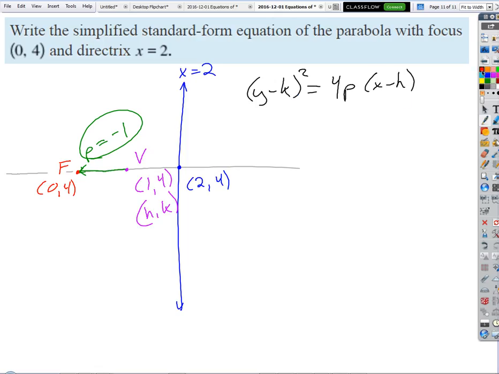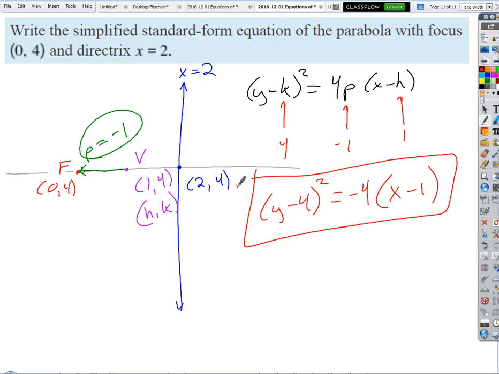So then we're going to plug in, for h, we're plugging in 1. For k, we're plugging in 4. For p, we're plugging in negative 1. Yeah, so that's it. What do we get? Y minus 4 squared equals 4 times negative 1, which is negative 4, times x minus 1. That's it. Questions? Does that make sense?